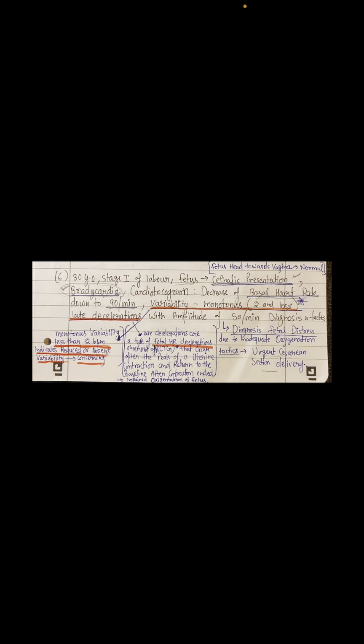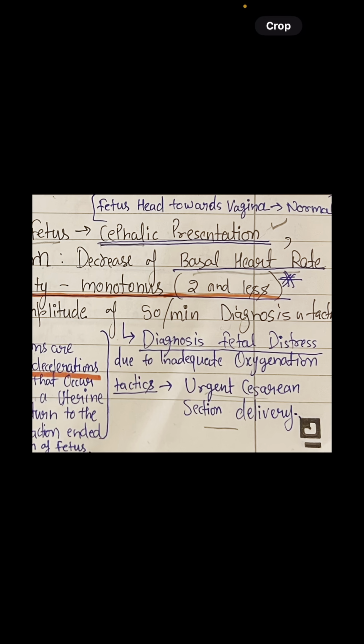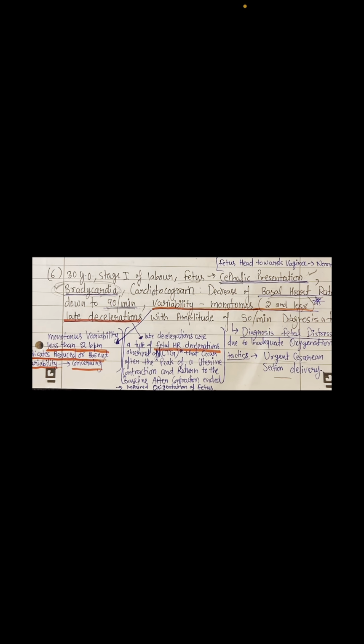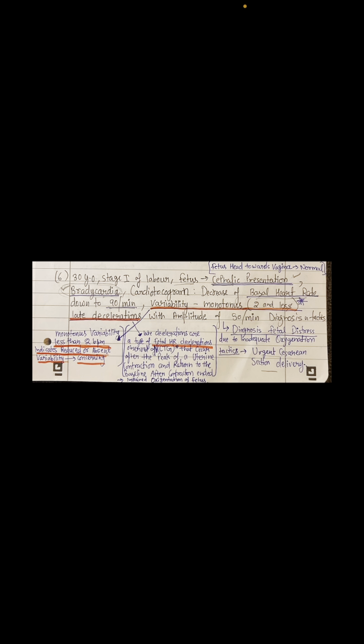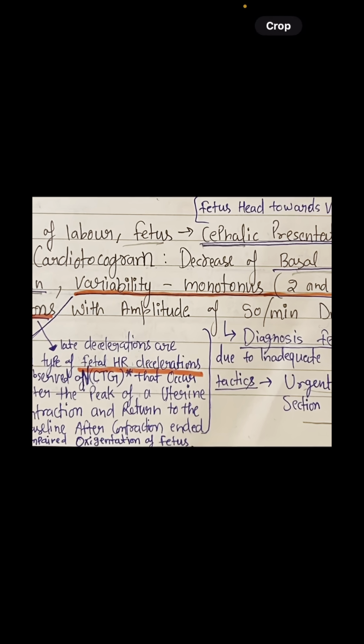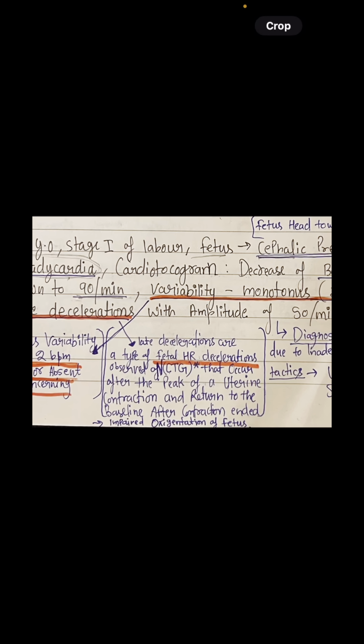Cardiotocogram is something which is used to measure the fetal heartbeat. So it shows decrease of basal heart rate down to 90 per minute. So 90 is low. Fetal heart rate should be like 110 to 160 or 150, around that. I'm not sure about the data because they keep on updating. So next, monotonous variability 2 or less.